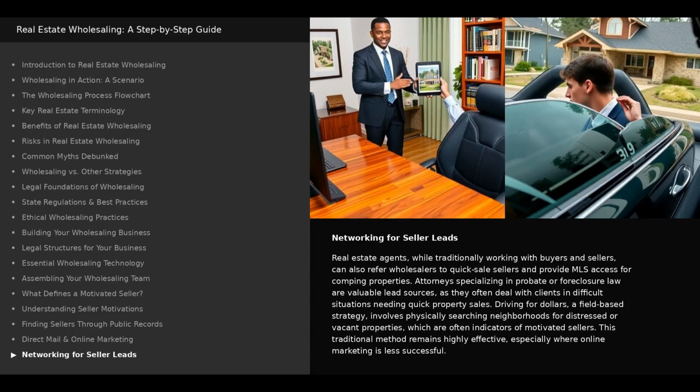Real estate agents, while traditionally working with buyers and sellers, can also refer wholesalers to quick sale sellers and provide MLS access for comping properties. Attorneys specializing in probate or foreclosure law are valuable lead sources, as they often deal with clients in difficult situations needing quick property sales. Driving for dollars, a field-based strategy, involves physically searching neighborhoods for distressed or vacant properties, which are often indicators of motivated sellers. This traditional method remains highly effective, especially where online marketing is less successful.